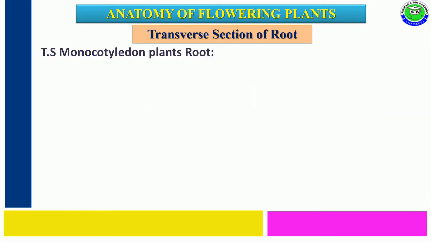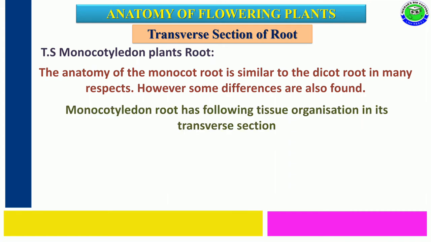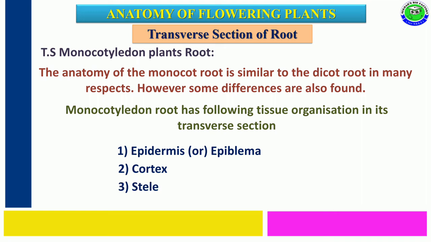Along with that, one more root transverse section. It is the transverse section of monocotyledon plant root system. In the anatomy of monocot root, it is completely similar to dicot root in many respects, but we can find some important differences at a few locations in both dicot and monocot root transverse section. Monocotyledon roots consist of various tissue organization in their anatomy like epidermis or epiblema. Second part is cortex. Third part is stele.